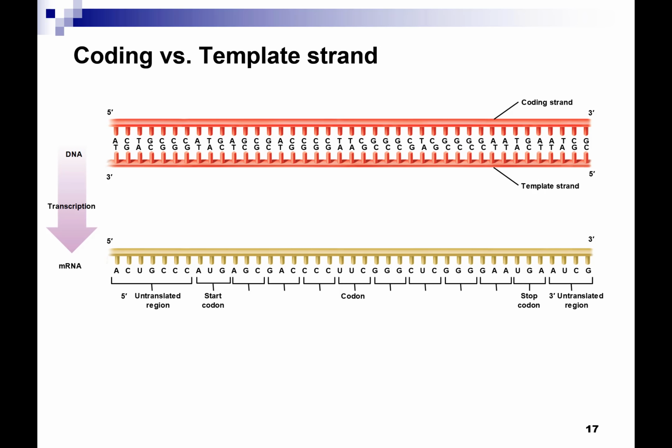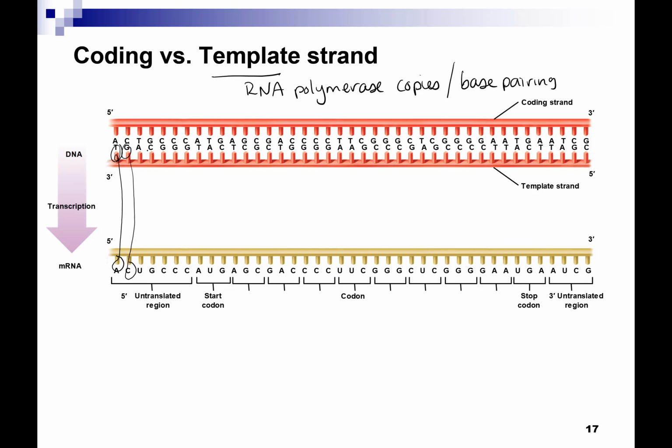Remember, you really want to be able to distinguish coding versus template strand. The easiest way to remember it is that the template is the one that RNA polymerase copies. And it has to copy by base pairing. So if you look, you've got a T here, you've got an A here, you've got a G here, you've got a C here, A, U, and it keeps going.